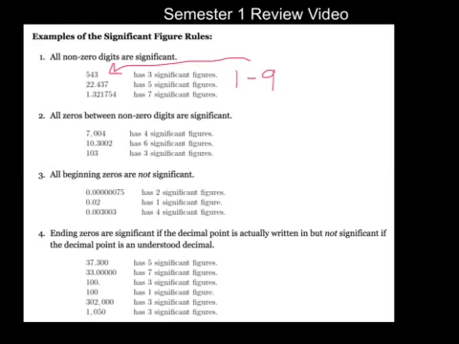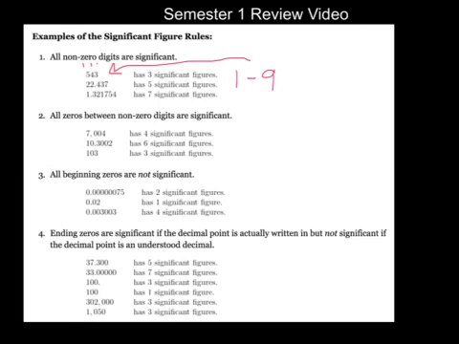543. Well, 3 significant figures. We have 1, 2, 3. Right? Keep going. 22.437. Okay, we have 5. Alright, 1.321754 has 7 significant figures.